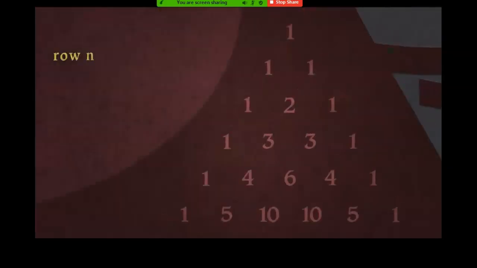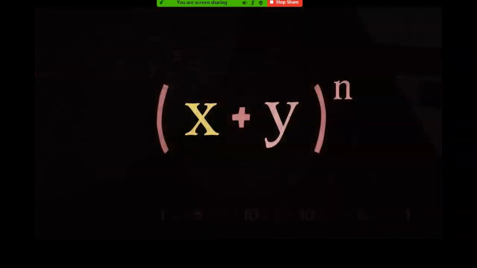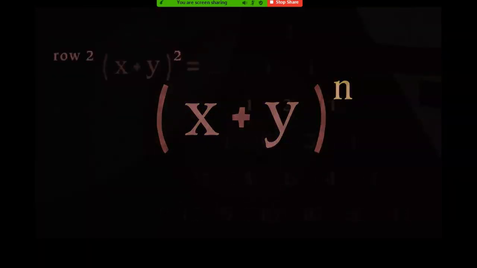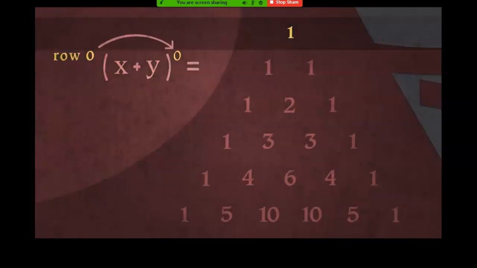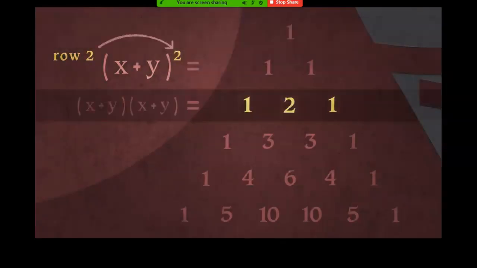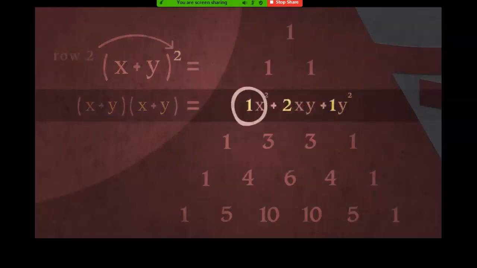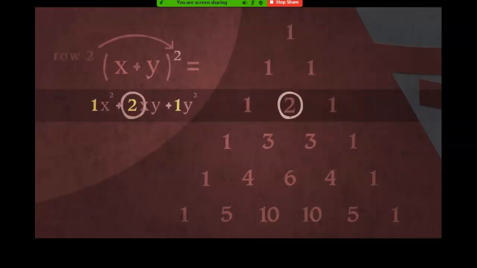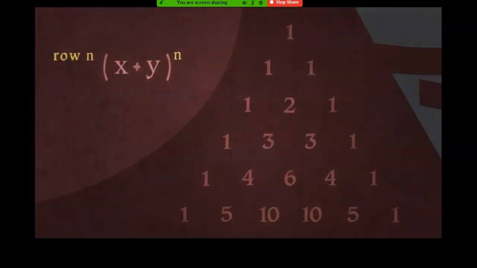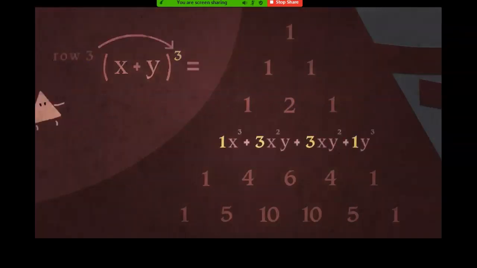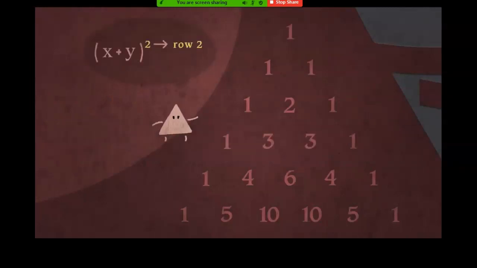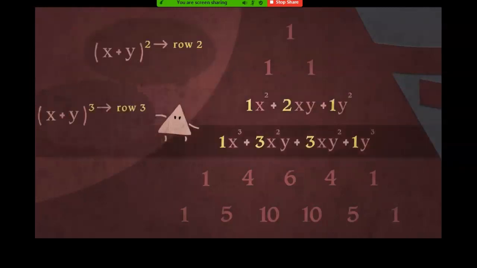Now, each row corresponds to what's called the coefficients of a binomial expansion of the form x plus y raised to the n, where n is the number of the row, and we start counting from 0. So if you make n equal 2 and expand it, you get x squared plus 2xy plus y squared. The coefficients, or numbers in front of the variables, are the same as the numbers in that row of Pascal's triangle. You'll see the same thing with n equals 3, which expands to this. So the triangle is a quick and easy way to look up all of these coefficients.